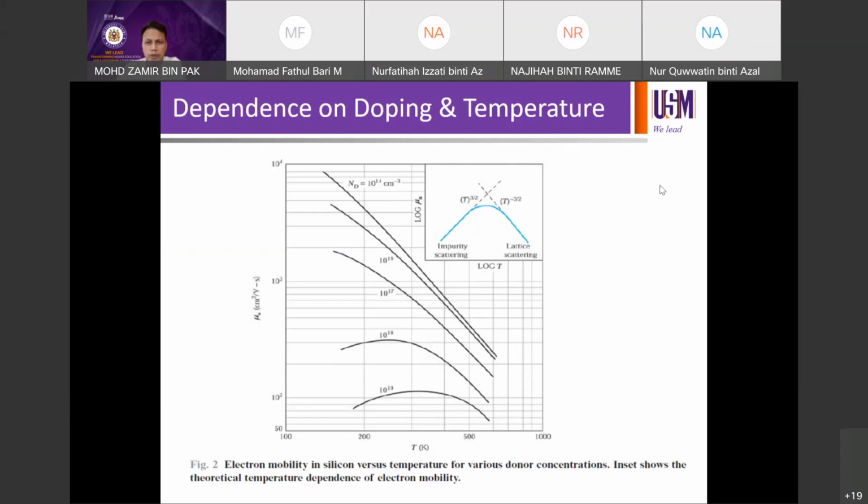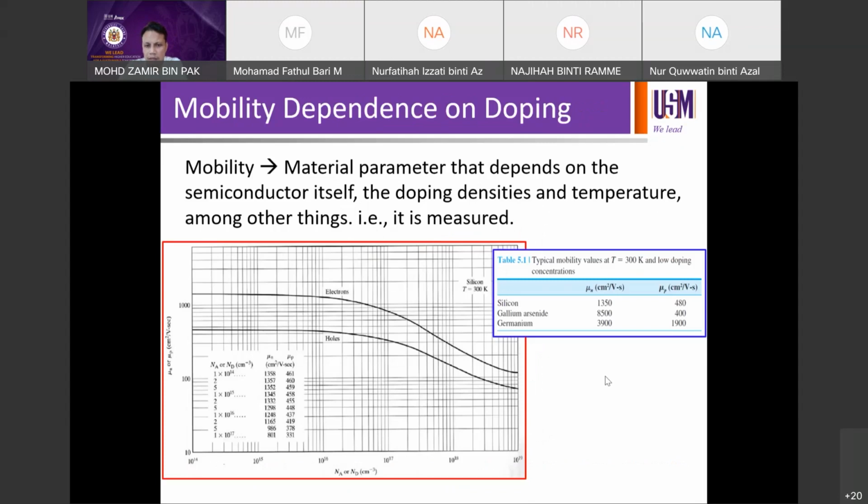So we would like to extend that a little more to see how the mobility on the y-axis depends on doping and temperature at the same time. We have seen an inverse relationship from our previous discussion, from our previous page. You can see an inverse relationship overall between the mobility of your carriers and the doping level, whether it's NA or ND.